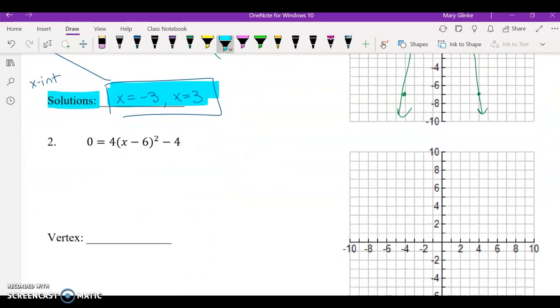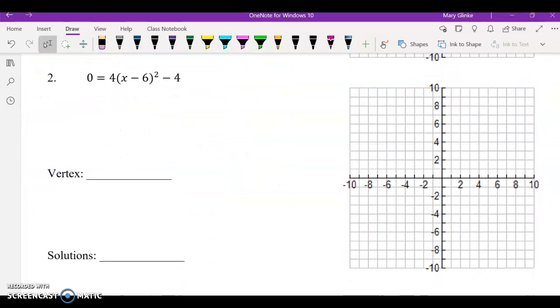Let's go ahead and try another one here. So this is now in vertex form. So we can actually just pull our vertex straight out of this. We're going to do h comma k. So h, whatever is inside with the x, we do the opposite for. So it's going to end up being a positive 6. And then whatever k is, you're going to keep that sign. So we're going to have 6 comma negative 4 as my vertex.